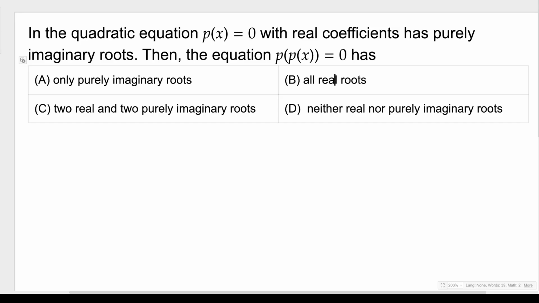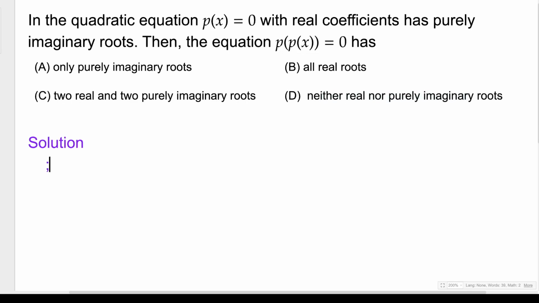Next option says, will it have all real roots? The next one says two real roots and two purely imaginary roots. And option D says neither real nor purely imaginary roots. So now let us proceed towards the solution.